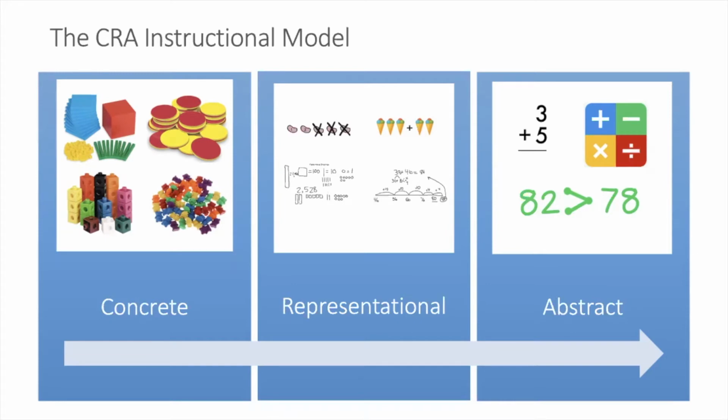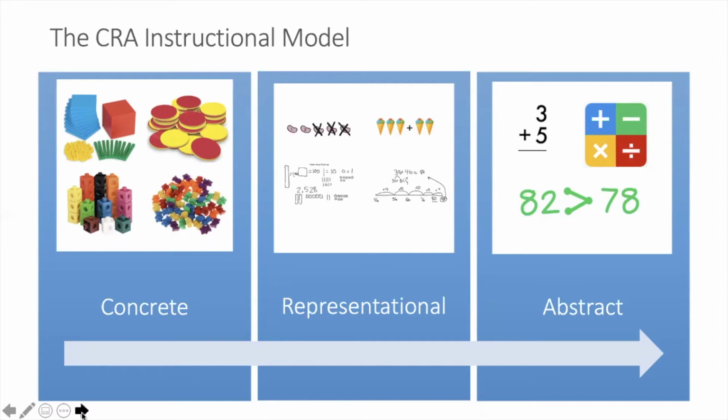From there, and once we have a solid foundation established for them, we then can move our thinking into the representational stage, where we can begin to draw pictures to represent the work that we've been doing with manipulatives. And then ultimately moving into the abstract stage, where we are representing our math using numbers and symbols.